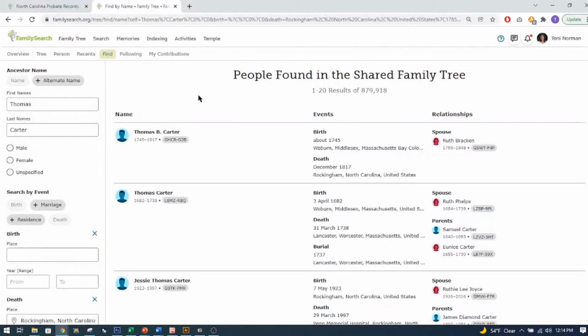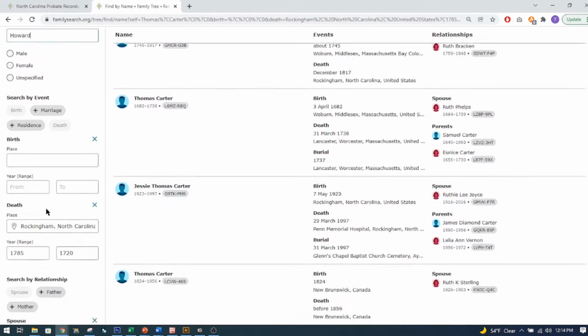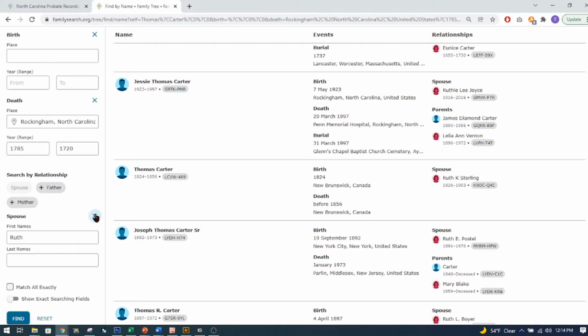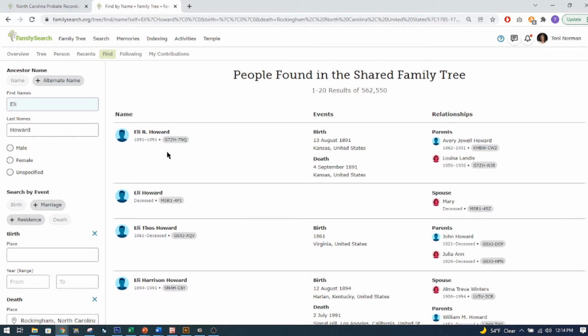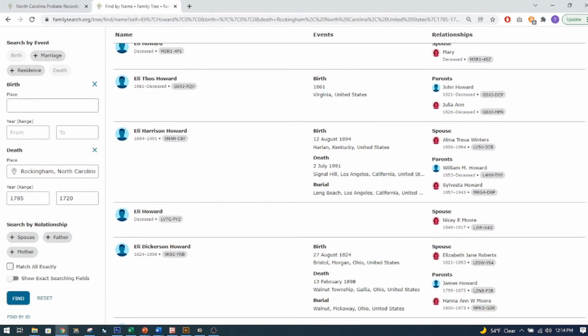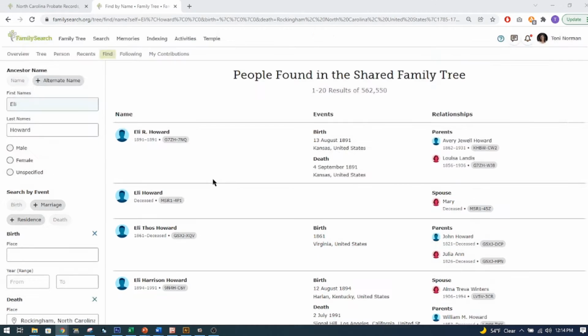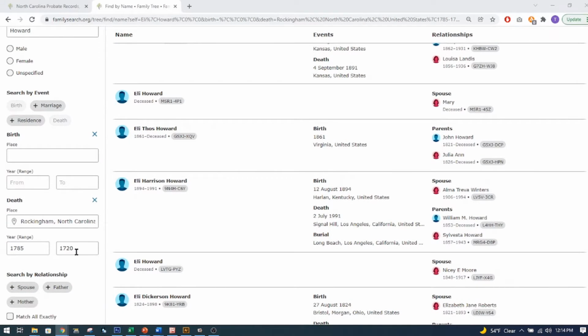So, let's do what we did for Thomas Carter. Let's put in Eli Howard. Okay, and we need to take the wife off. I've forgotten to do that sometimes, and that kind of messes it up. And let's see what we come up with. I'm pretty sure that I found him. I did. Okay. Do I have Rockingham? I do have that.